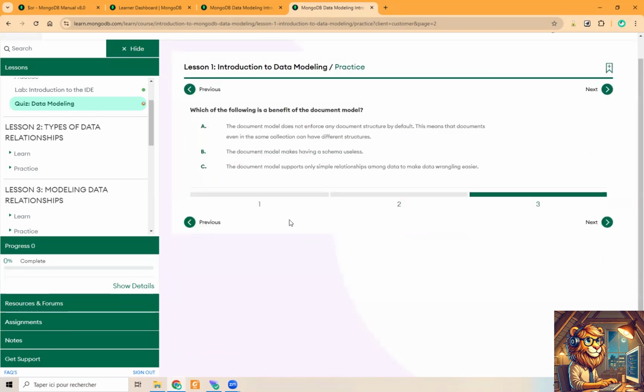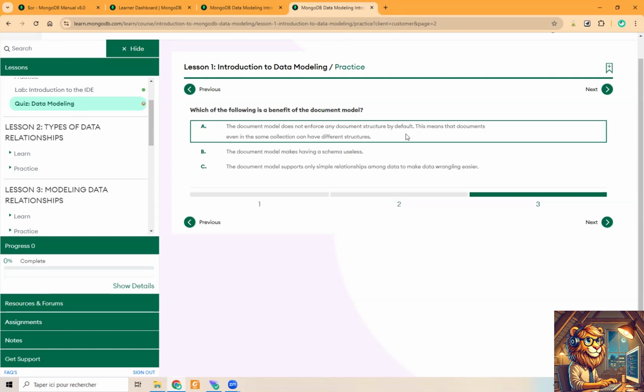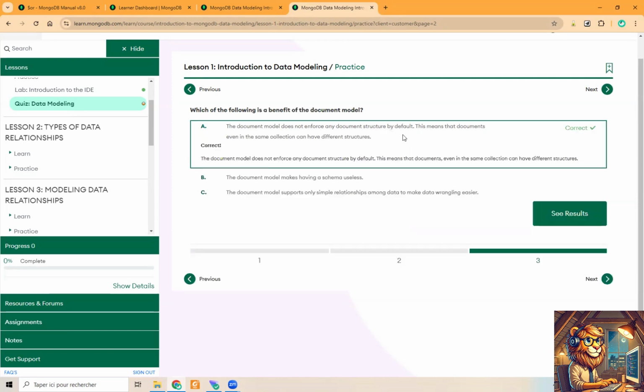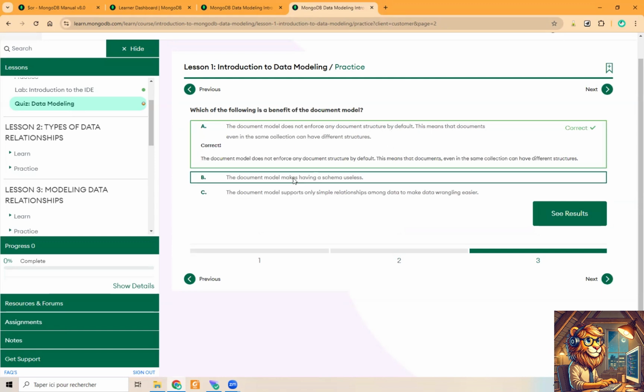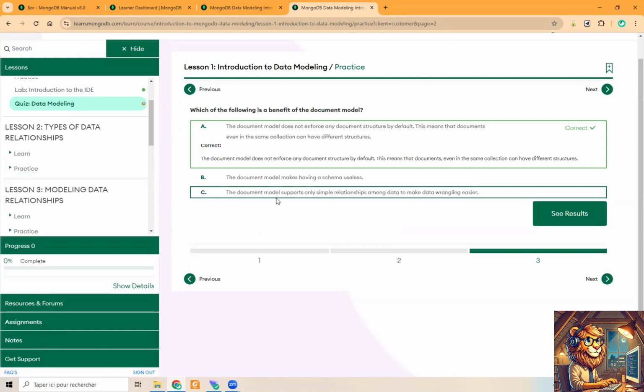Which of the following is a benefit of the document model? The document model does not enforce any document structure by default. This means that documents, even in the same collection, can have different structures. Yes, that makes sense. That's what makes data flexible. The document model makes having a schema useless. No, what they said was that the schema was flexible. The document model supports only simple relationships among data to make data wrangling easier. Don't know what wrangling means, but I think that's wrong anyway.